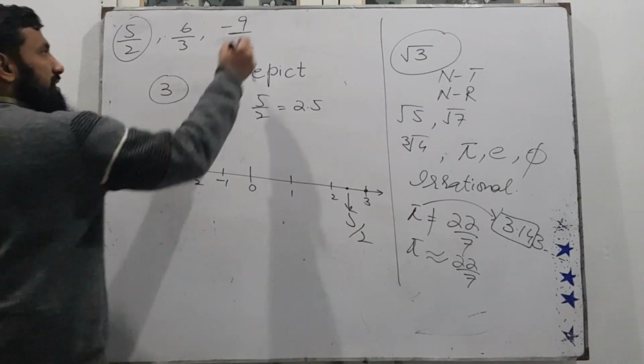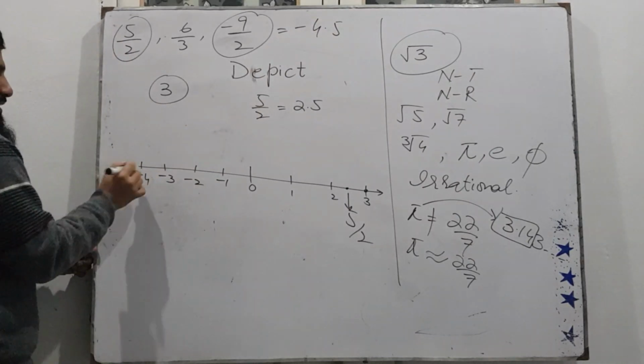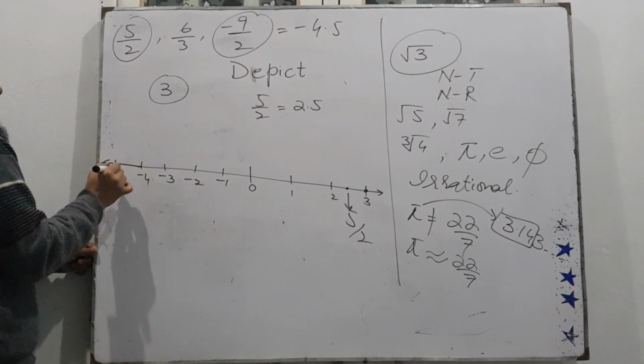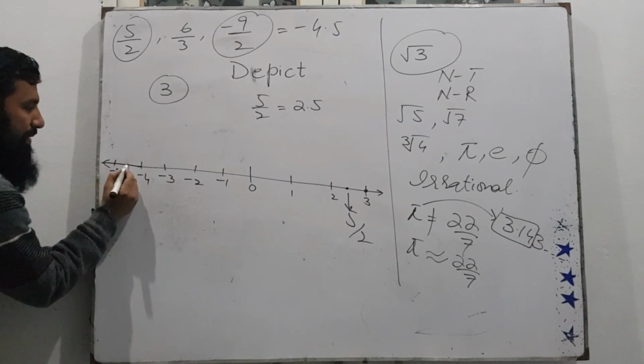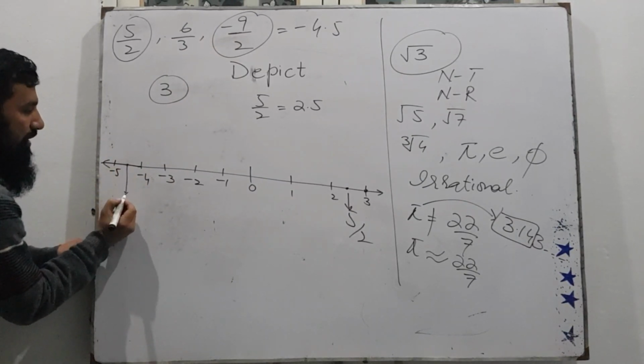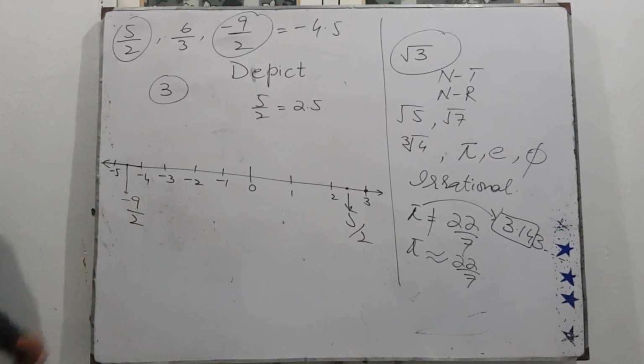For example, this number will give us minus 4.5, which means the number is in between minus 4 and minus 5, somewhere in between, and it will show us that this number is representing minus 9 by 2.